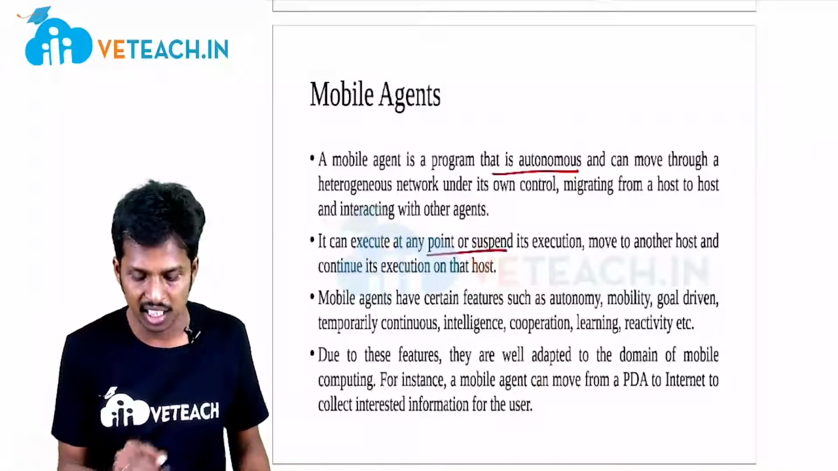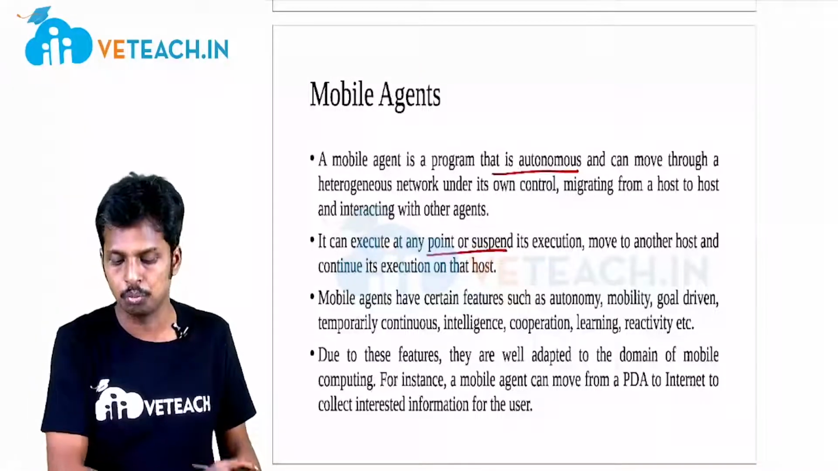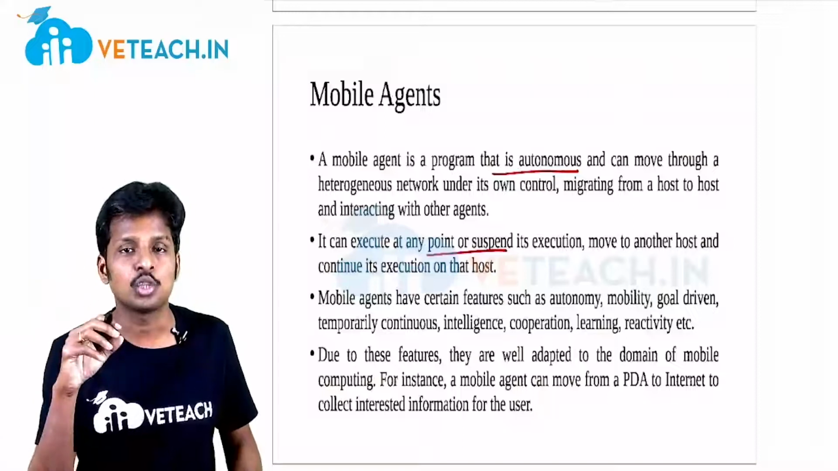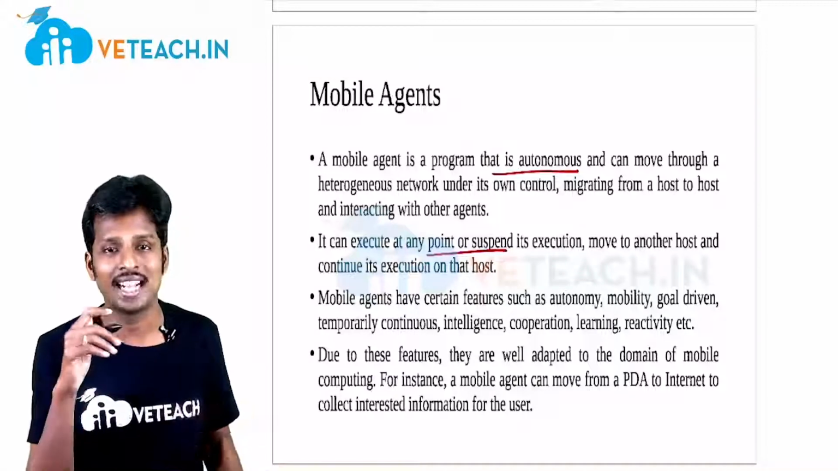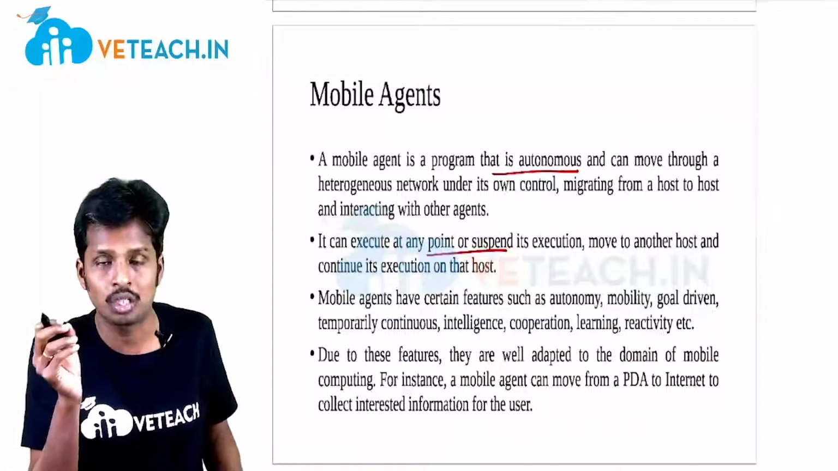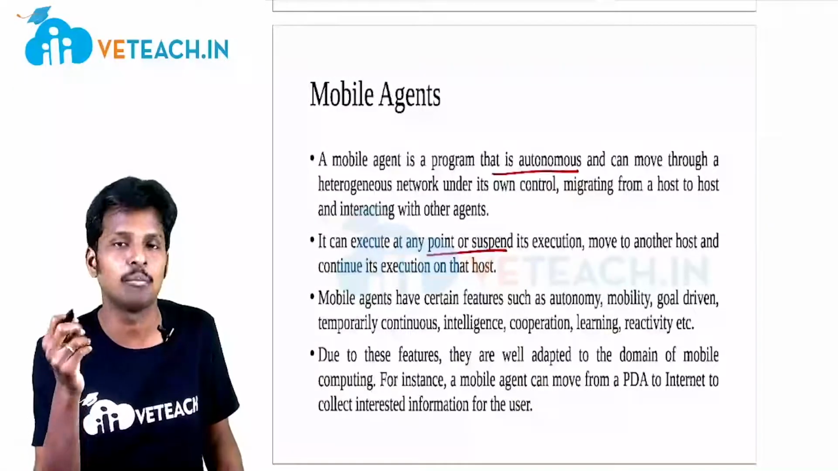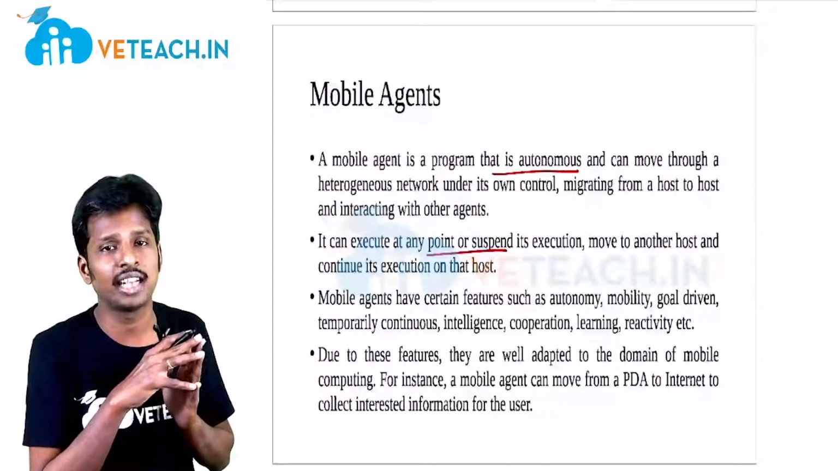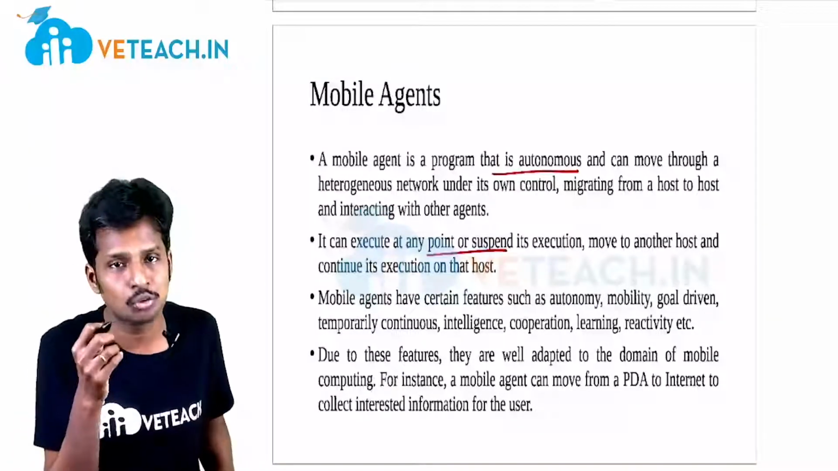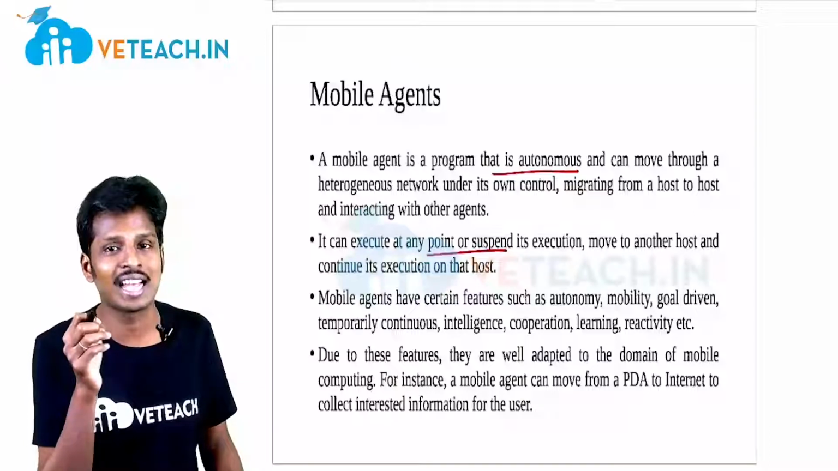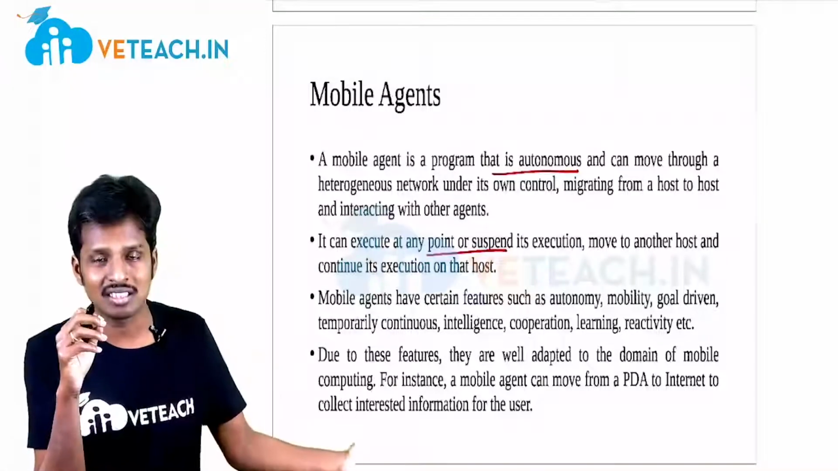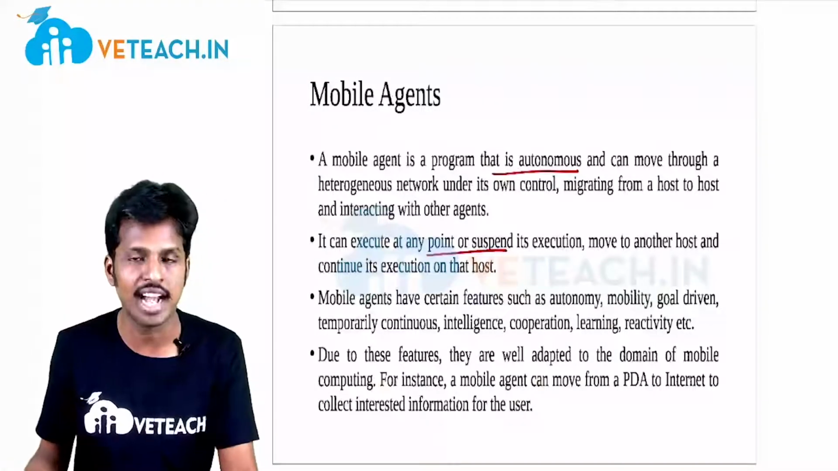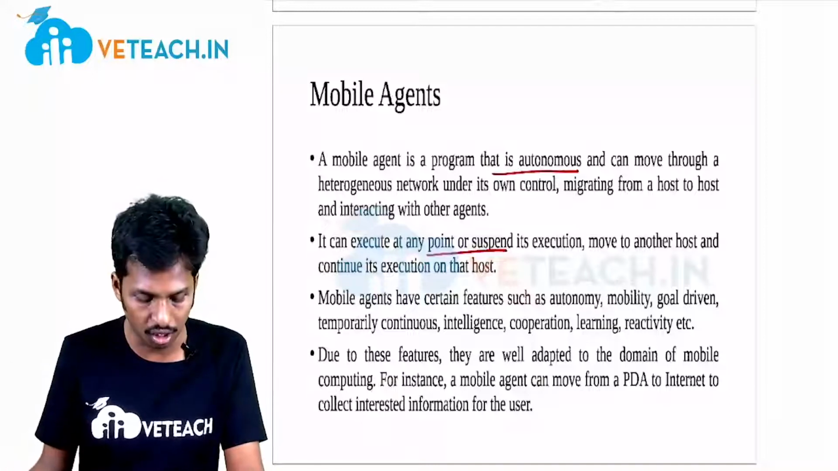It can execute at any point or suspend its execution, move to another host and continue its execution on the other host. As we have discussed, this MANET is going to have different types of protocols like Zigbee, 802.11, Bluetooth and different communication mechanisms. By using this mobile agent, we can ask it to sit on our system and perform a task and then move to another system and work on that host. It can move from one host to another host and do work and then suspend the work also.